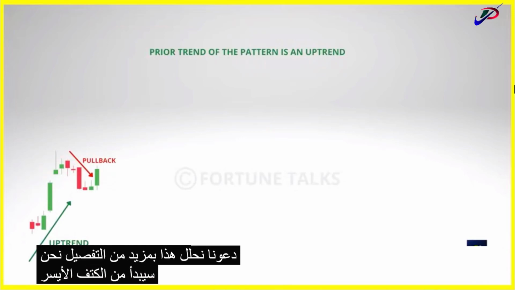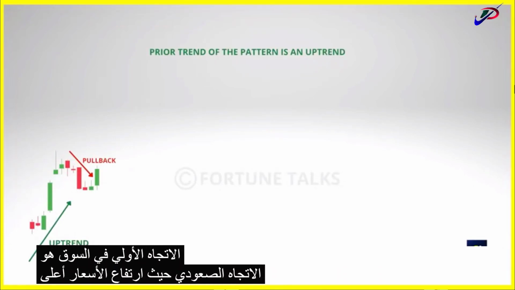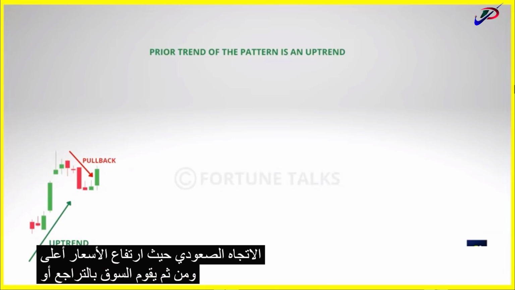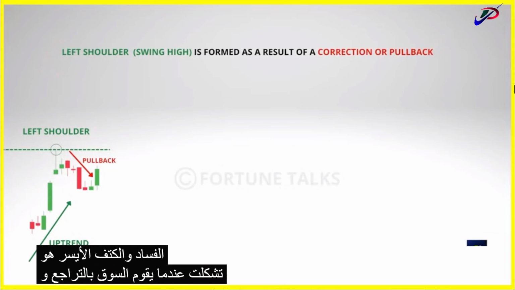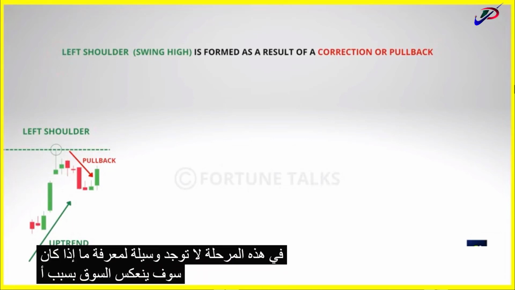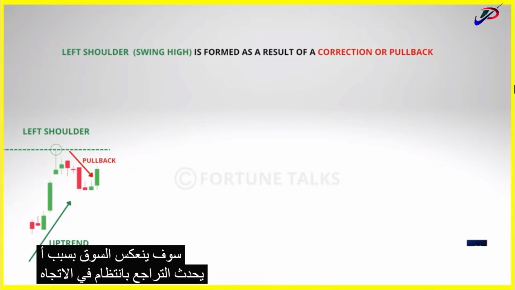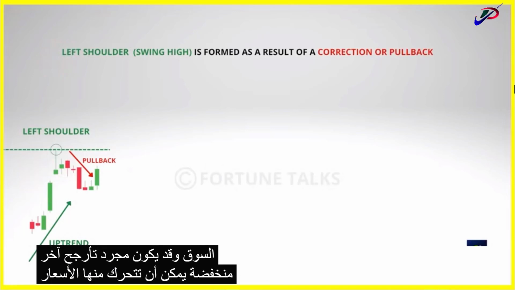We will start from the left shoulder. The initial trend in the market is an uptrend where the prices rally higher and then the market does a pullback or a correction, and the left shoulder is formed as the market does a pullback. And at this point, there is no way to tell if the market will reverse because a pullback occurs regularly in a trending market and it may just be another swing low from which the prices can move higher.